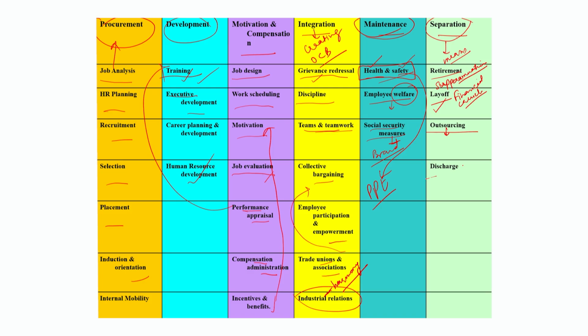And lastly, the separation can be because of discharge from the duties. Discharge can be because of disciplinary procedures or it can be a non-disciplinary procedure. Now, depending on the nature, discharge is either called a discharge from duties or it is dismissal. Dismissal is the worst form of separation for any employee.